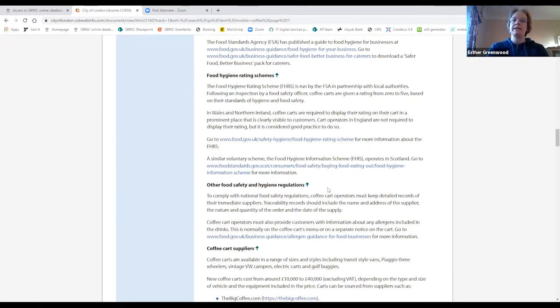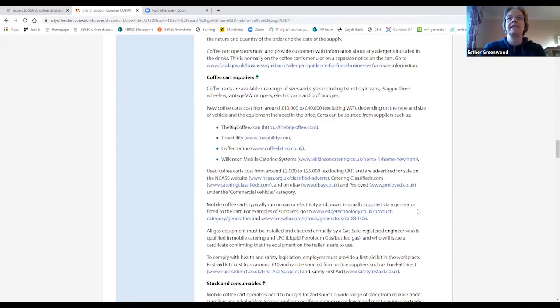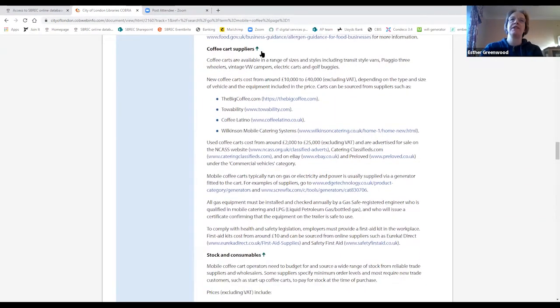Here, just below that, it talks about other food safety and hygiene regulations, in particular about allergens, because there are certain regulations about the labelling of food and drinks, and that's to do with allergens, with people who have allergies to particular ingredients. Just below this is something about coffee cart suppliers.